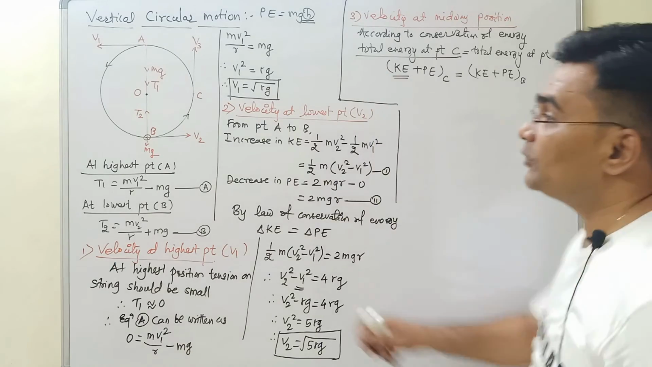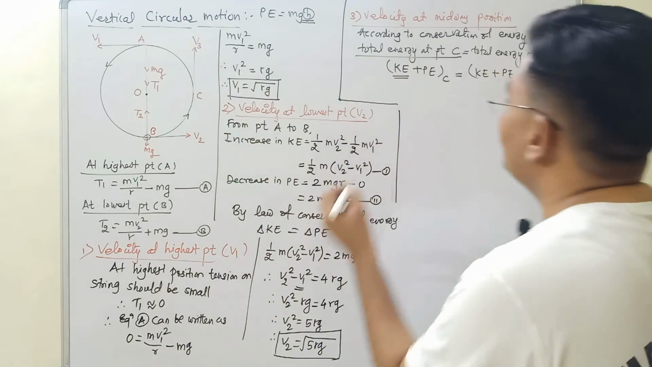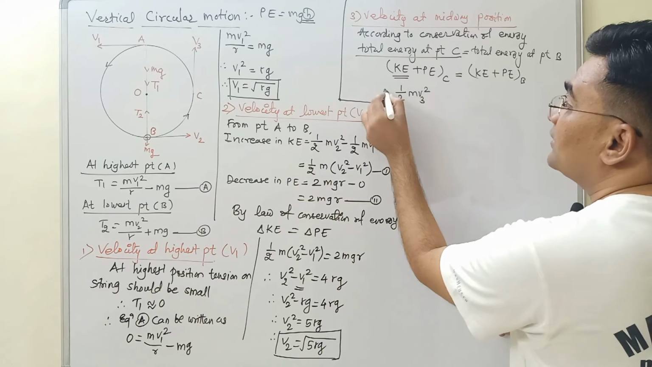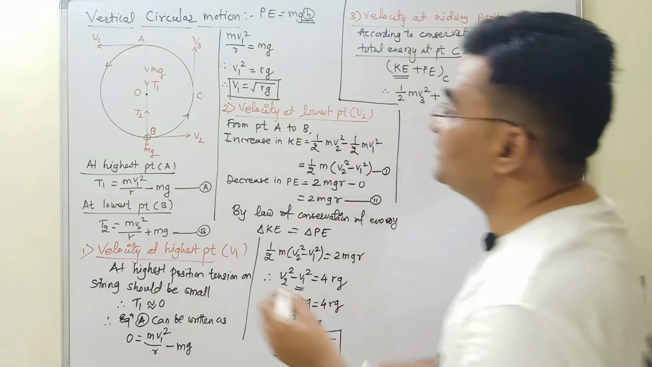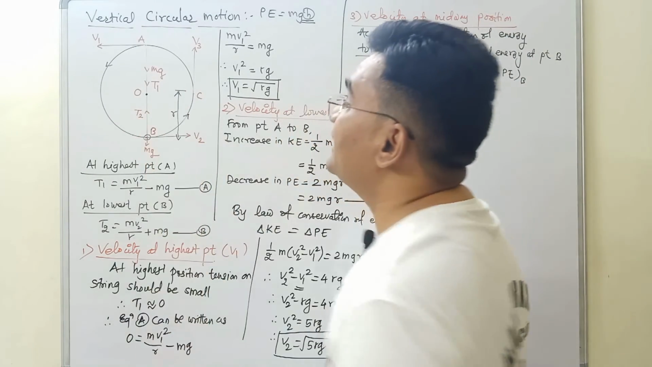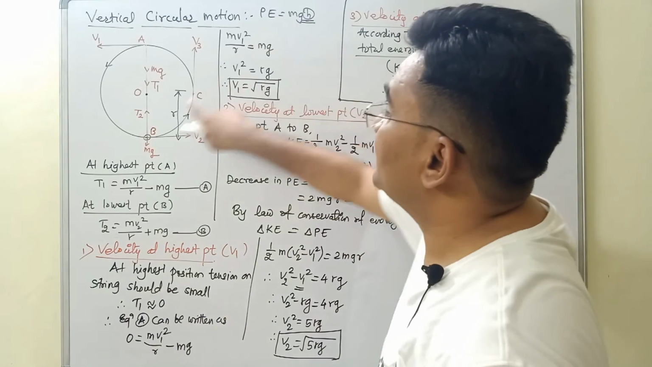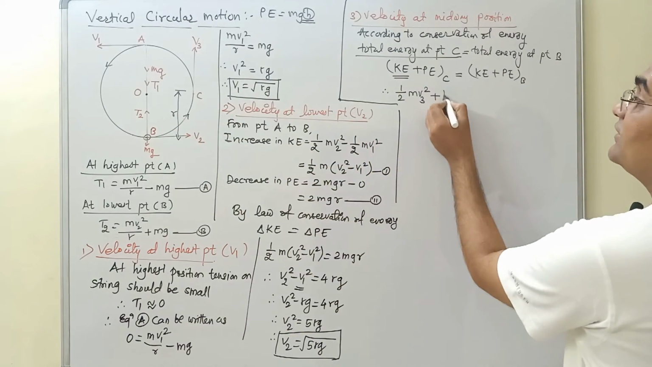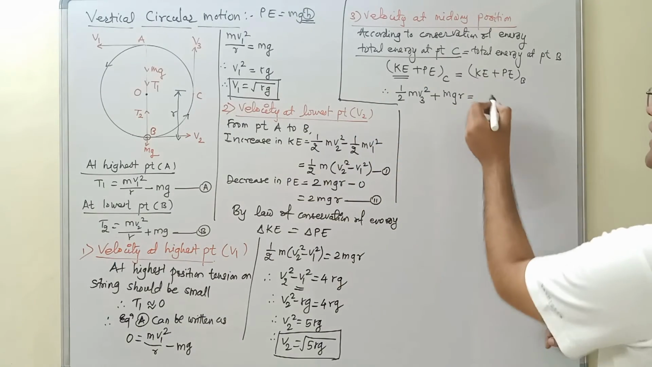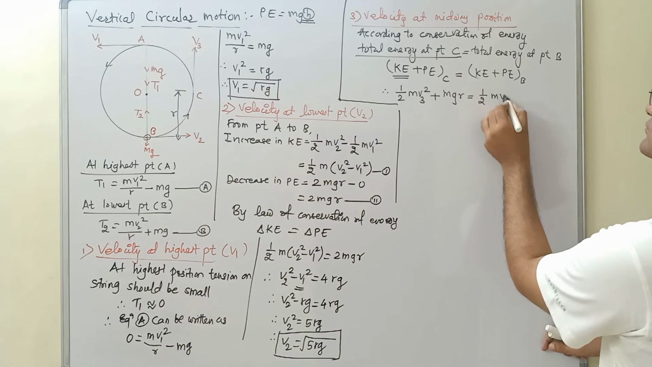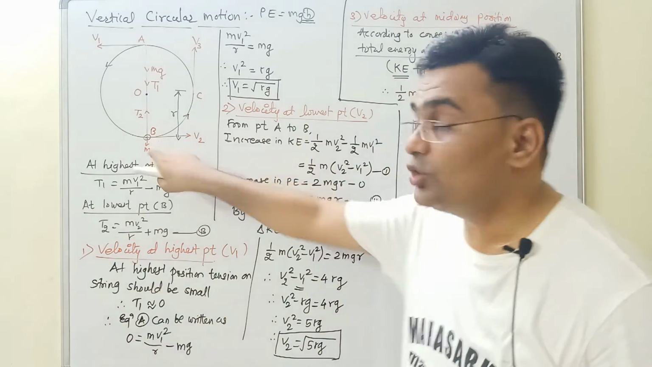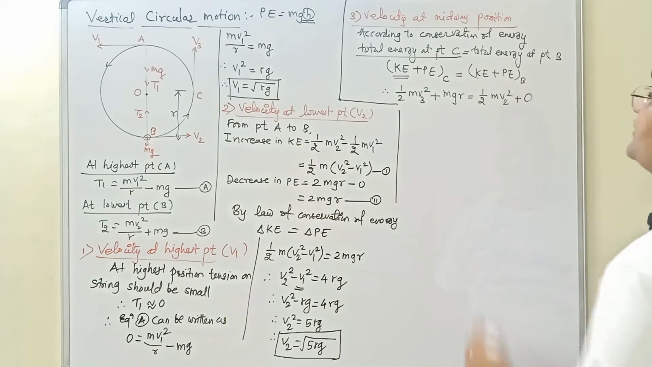So what is kinetic energy at point C? At point C the velocity is v3, so it will be half m v3 square plus potential energy. Potential energy means this much height, and this height is nothing but the radius. So mgh is mgR. So potential energy is mgR, equal to kinetic energy at the lowest position. We know that it is half m v2 square. But at the lowest position, height is 0, so potential energy is also 0.